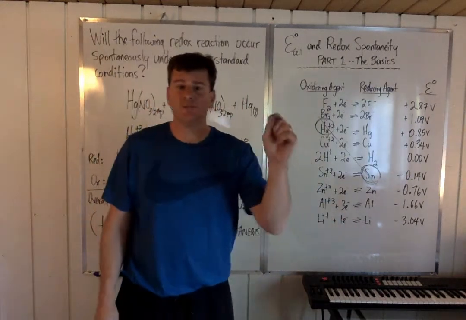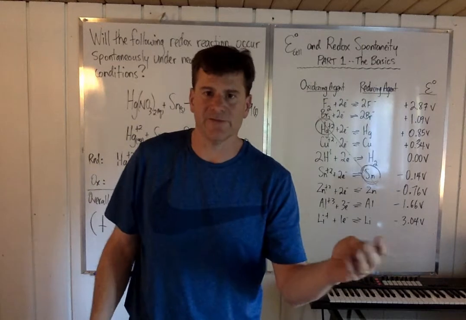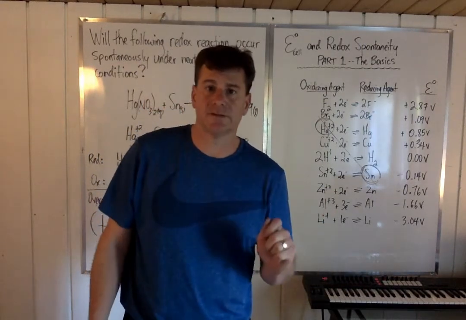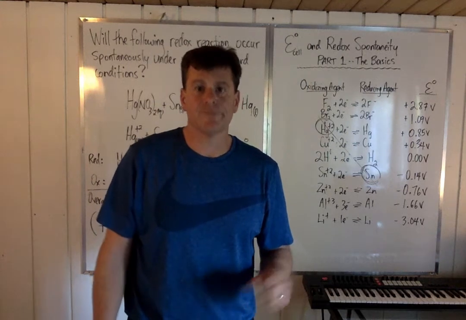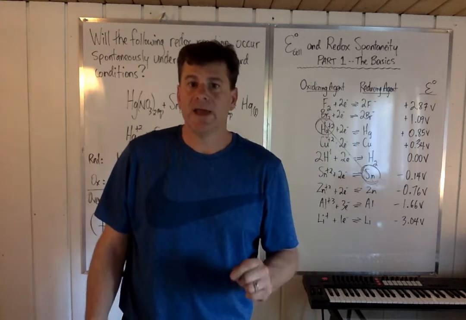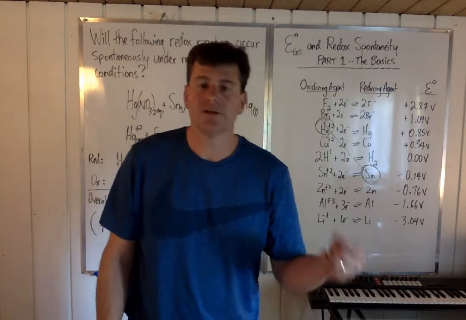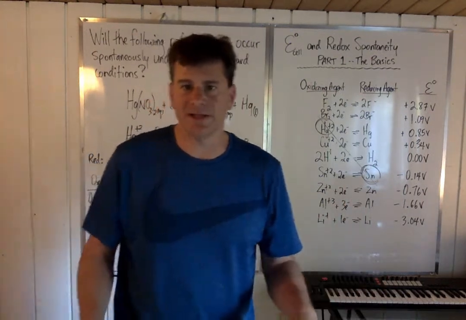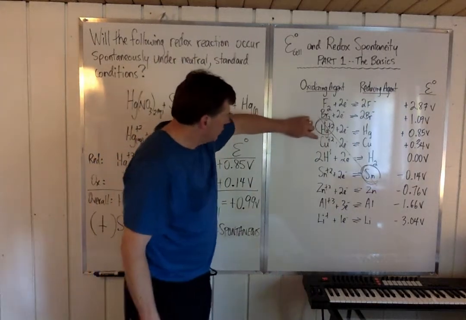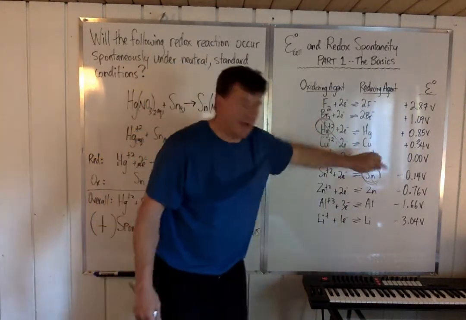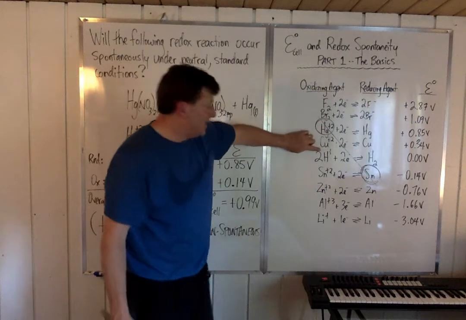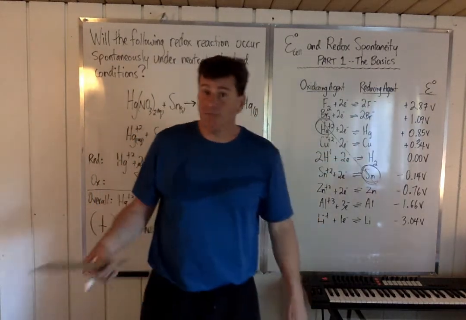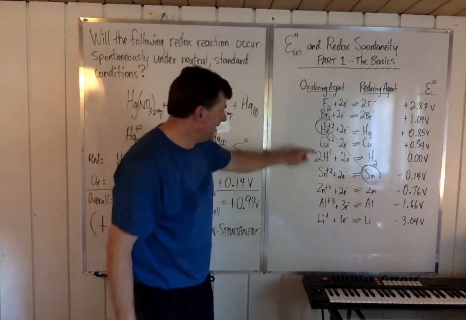Let me put it a different way. If the thing that is reducing is above and to the left of the thing that is oxidizing, it will be spontaneous. How far above and to the left will determine how well it's going to react and what the electromotive force is going to be. So copper plus 2 would also react spontaneously with tin. H plus 2 would react spontaneously with tin. Not quite as much, but it would still react spontaneously.